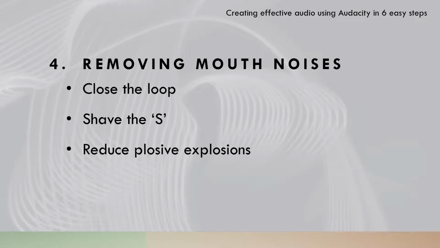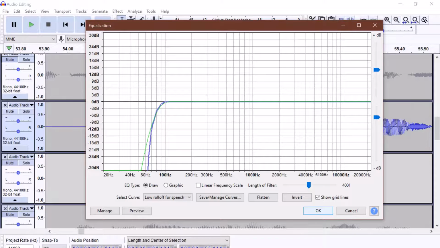Reduce plosive explosions. When a plosive can be heard, try reducing its effect using equalization. There's an option under Select Curve called Low Roll-Off for Speech that takes the bass off the audio, which is perfect when managing plosive effects.